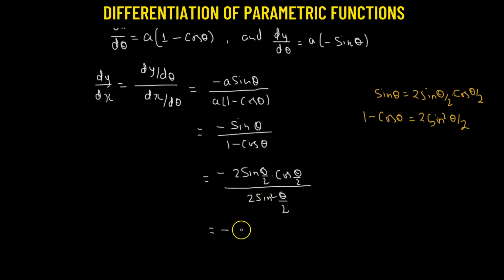This will be equal to negative. Now here 2 and 2 get cancelled, and one sine theta over 2 cancels out from both the numerator and the denominator. That leaves us with cosine theta over 2 divided by sine theta over 2, and that ratio is simply cotangent of theta over 2. Hence we have obtained the derivative of y with respect to x, and we see that the value is also in terms of the parameter theta.